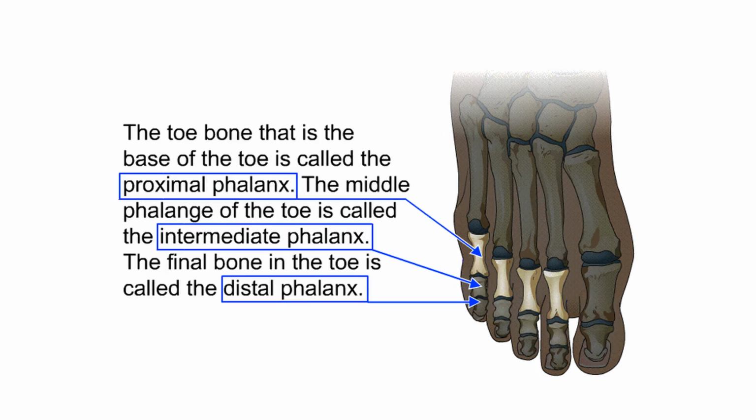The toe bone that is the base of the toe is called the proximal phalanx. The middle phalange of the toe is called the intermediate phalanx. The final bone in the toe is called the distal phalanx.